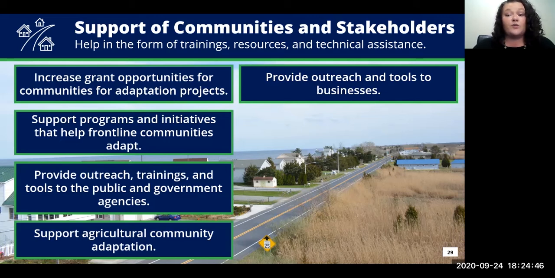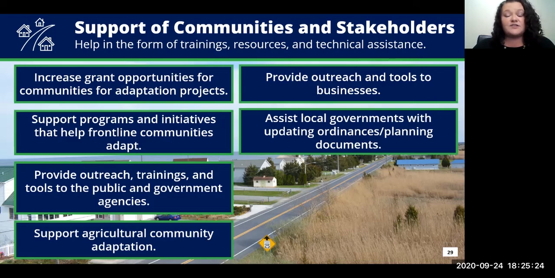Similar to the last action, we also want to provide outreach and tools to both our large corporate level businesses and our small local businesses that are integral to our state's character and economy. An example of this could be encouraging new businesses or current businesses looking to expand to build in areas that are more resilient to climate change and sea level rise. By helping business owners choose locations with less risk to sea level rise, it can help reduce their costs and help protect them from future damage.